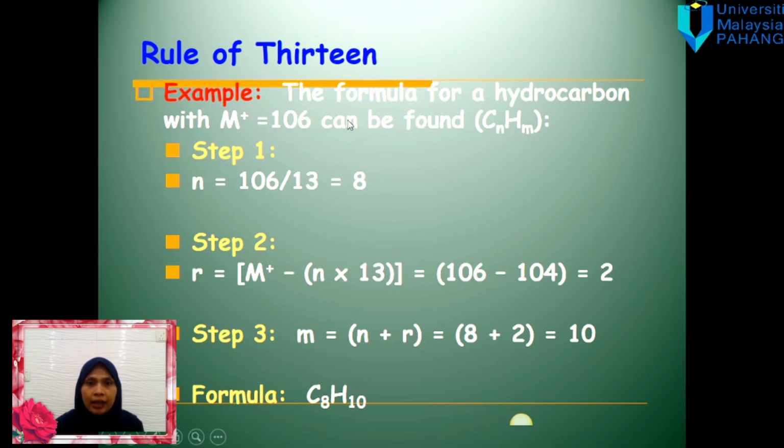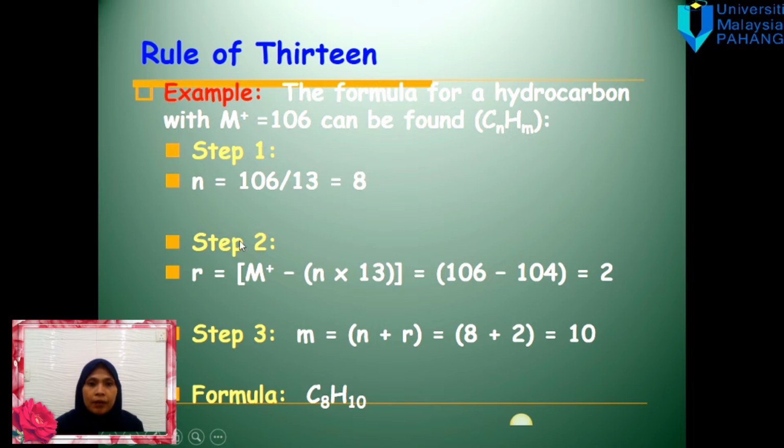So how can we find the molecular formula for this molecule with molecular weight 106? The first step is to find the n value, because we have to find Cn, how much n, and then we will know how much m. So the molecular weight is divided by 13. This is the Rule of 13. 106 divided by 13, we get 8 point something, so we just take the value of 8.